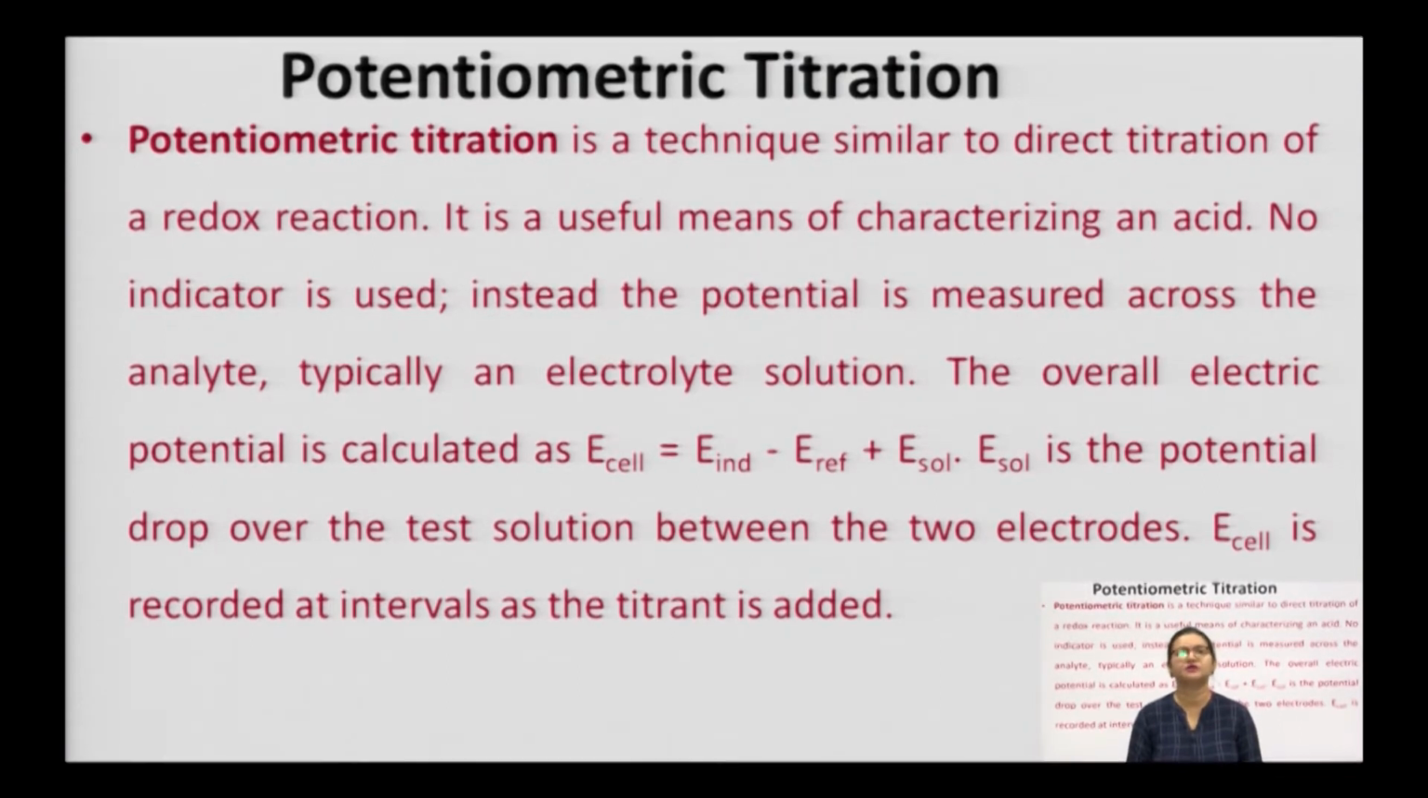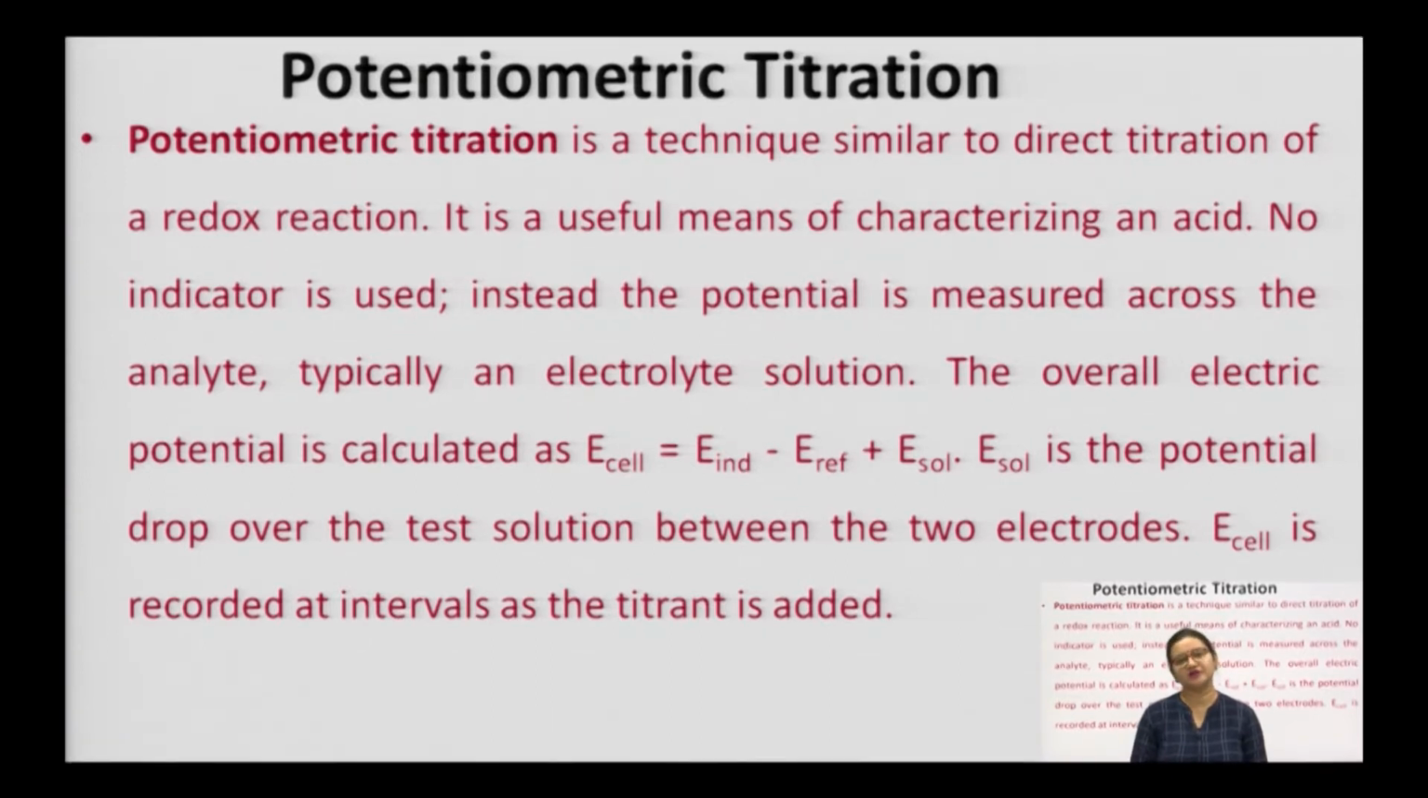The potentiometric titration is a technique which is similar to the direct titration of a redox reaction or an acid base reaction. It is very useful in determination of acid base reactions as well as redox reactions also. In such types of titrations, no indicator is used or needed. Instead, the potential is measured across the analyte, typically with a potential or voltage drop.